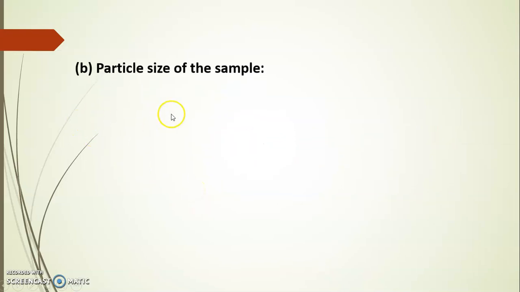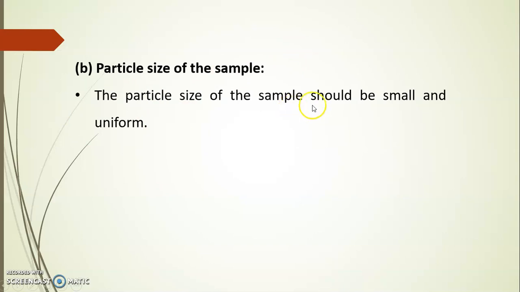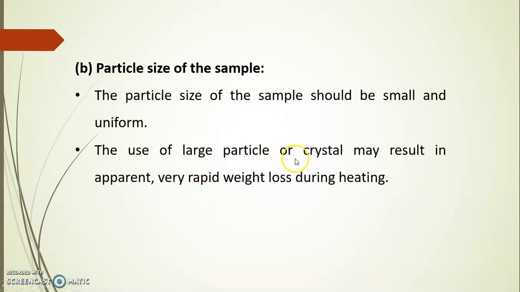And how does particle size affect it? The particle size of the sample should be small and uniform. It is essential that particle size is small. The use of large particles or crystals may result in an apparent, very rapid weight loss during heating. So these are the two main factors.